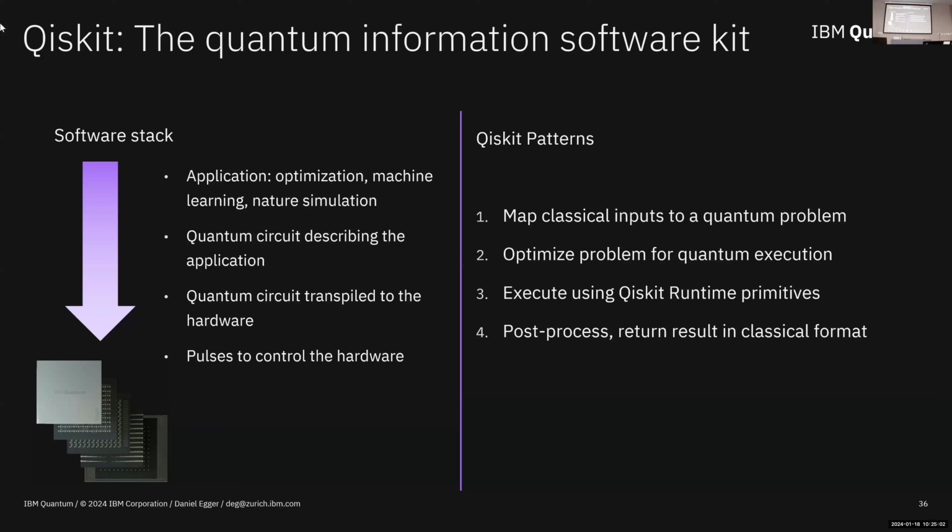Now, we're trying to abstract this a little bit into what we refer to as Qiskit patterns, which is a framework for dealing with applications that run on quantum. The first step is to map classical inputs to a quantum problem. The next one is to optimize the problem for execution.